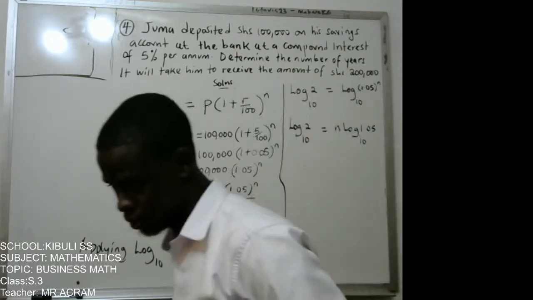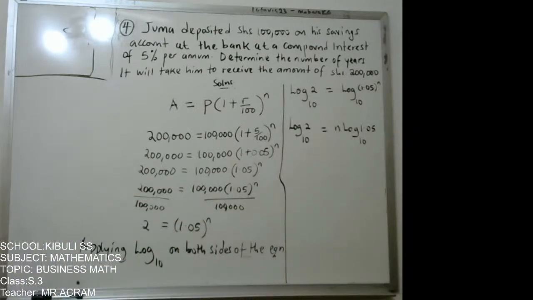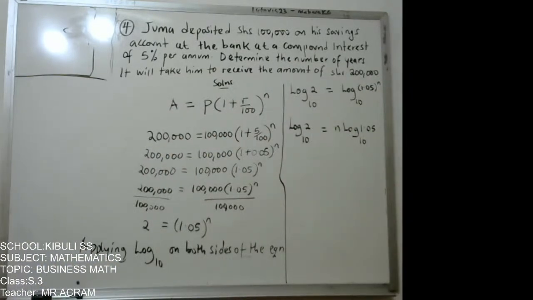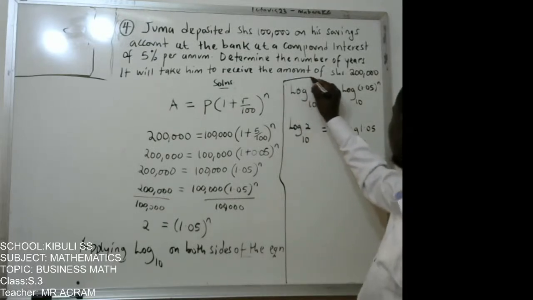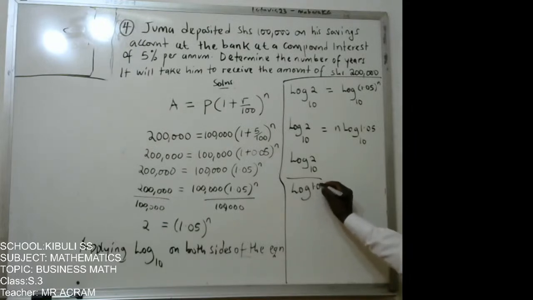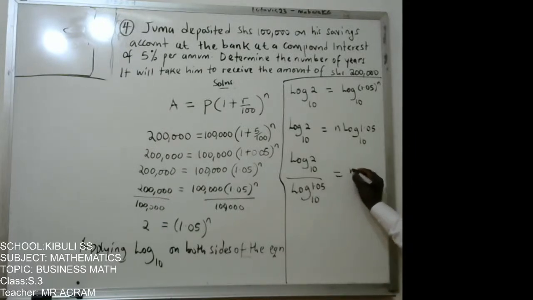So how are you going to get n here? How am I going to get n? Other people are saying we can use indices. Yes, but still it will take you back to this. So here I'm going to divide both sides by the logs. So it's going to be log of 2 base 10 divided by the log of 1.05 base 10 is equaling to n.